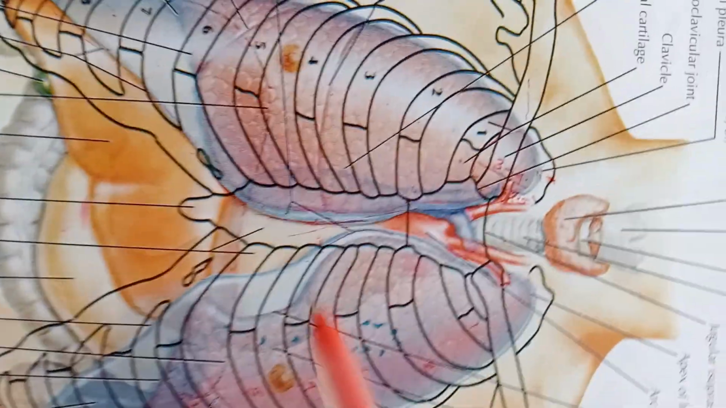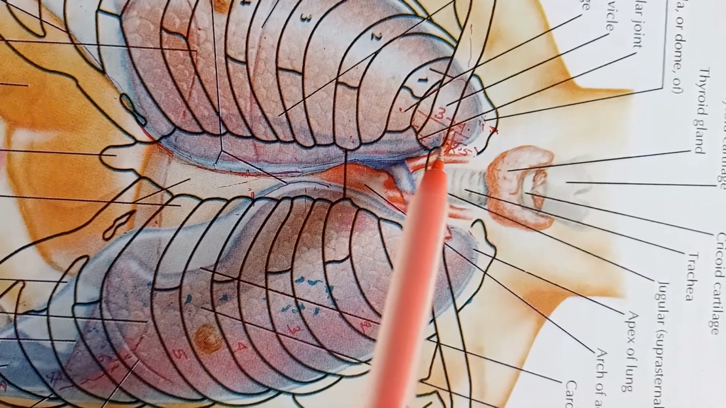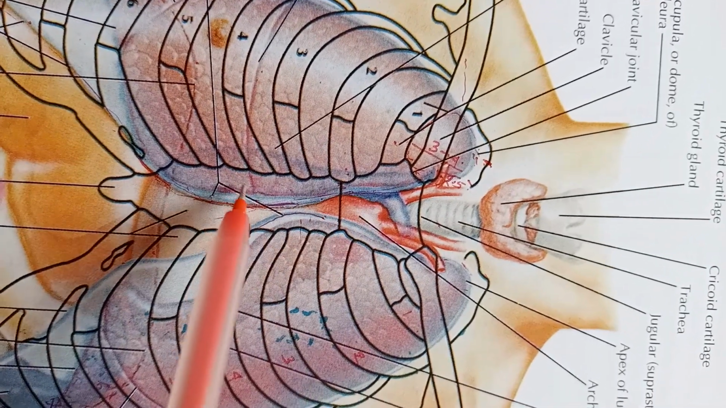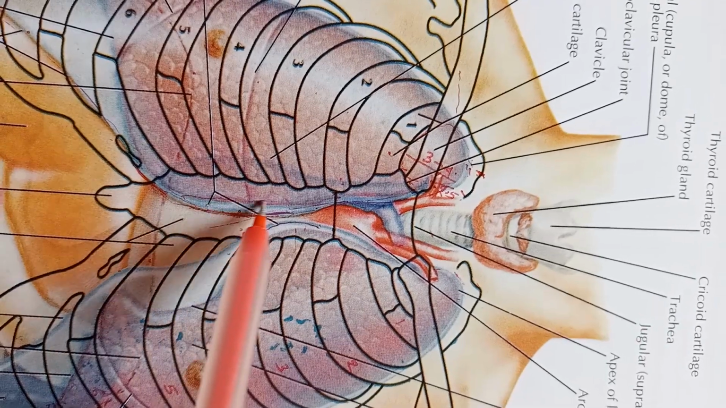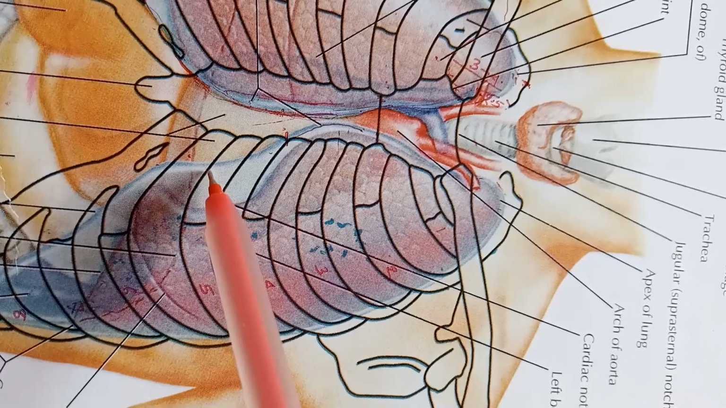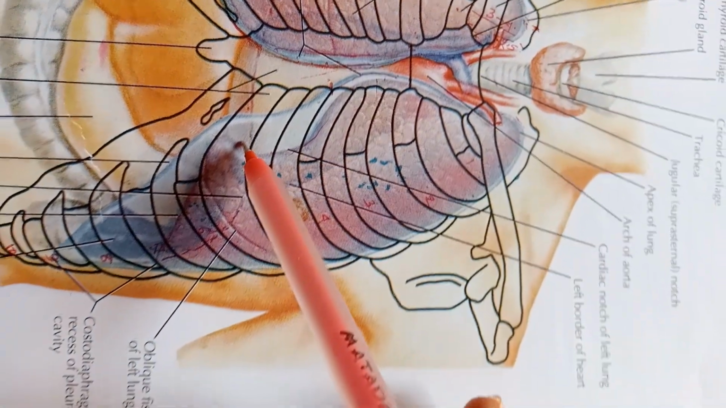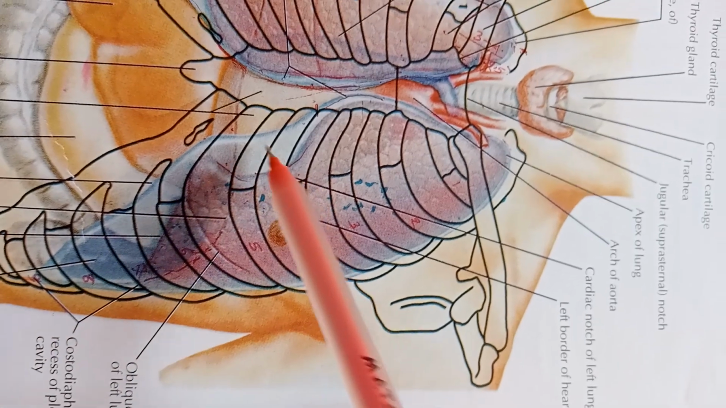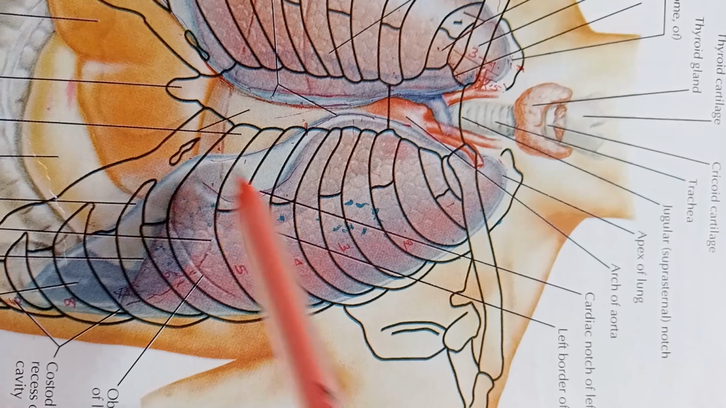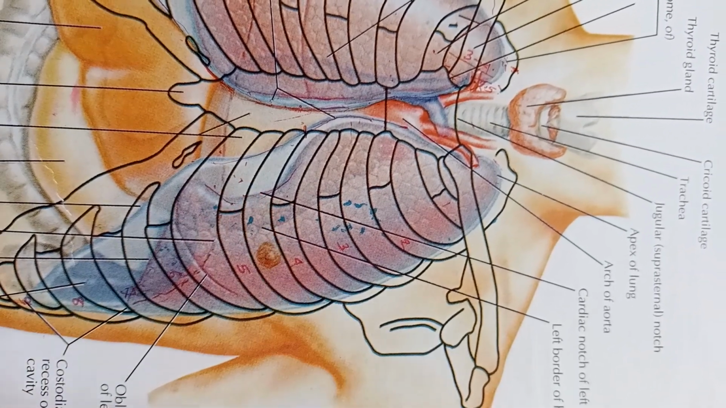And now come to the costomediastinal recess. Here the costomediastinal recess on the right lung is occupied by the anterior border of the right lung. Okay, and on the left lung it is larger due to the presence of the cardiac notch. Here this is the cardiac notch of the left lung, so here the costomediastinal recess is larger, and it is confirmed by percussion on the lung.